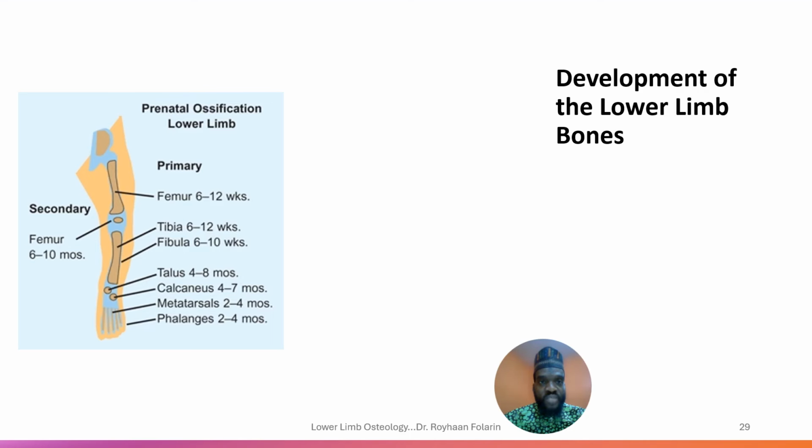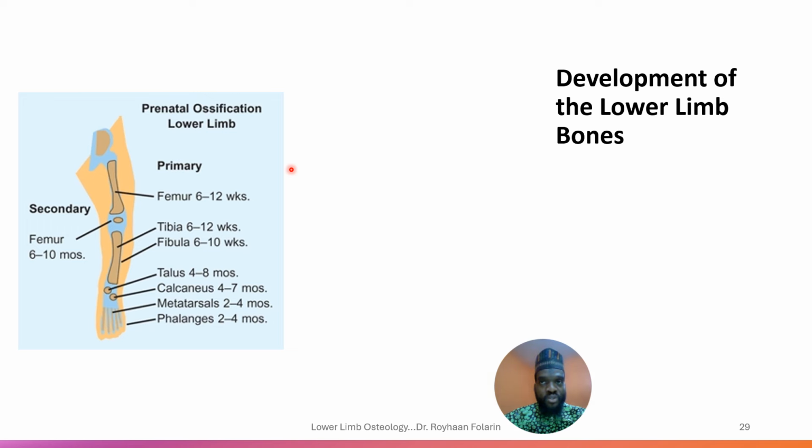Okay, so going more into developmental clinical relevancies now. The long bones usually arise through what we call endochondral ossification. There are two types of bone ossification. So you have the endochondral ossification and then the intramembranous ossification.